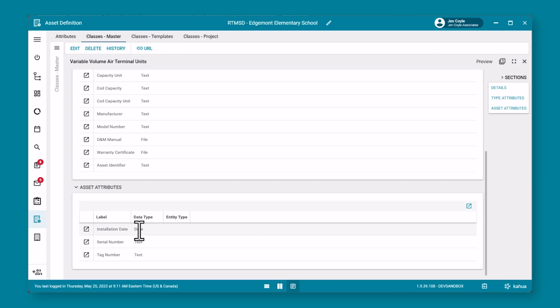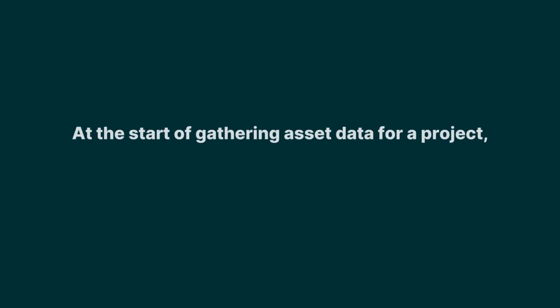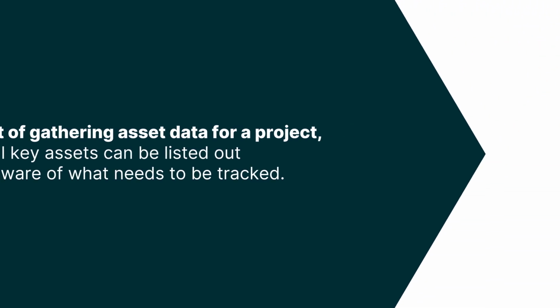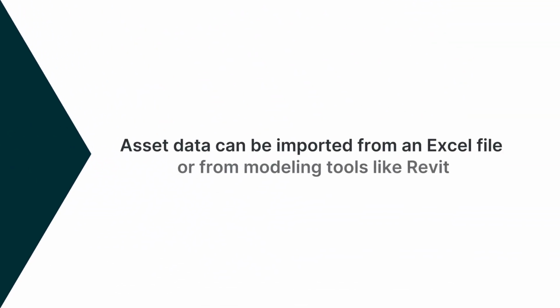It's important to note, a lot of organizations might already have this information in their master spec or in CMMS and asset data or other tools that would make this easy to set up and get started. At the start of gathering asset data for a project, all key assets can be listed out to be aware of what needs to be tracked. Asset data can be imported from an Excel file or from modeling tools like Revit, or even other tools that may have a list of all materials and assets that are set to be installed in that building.